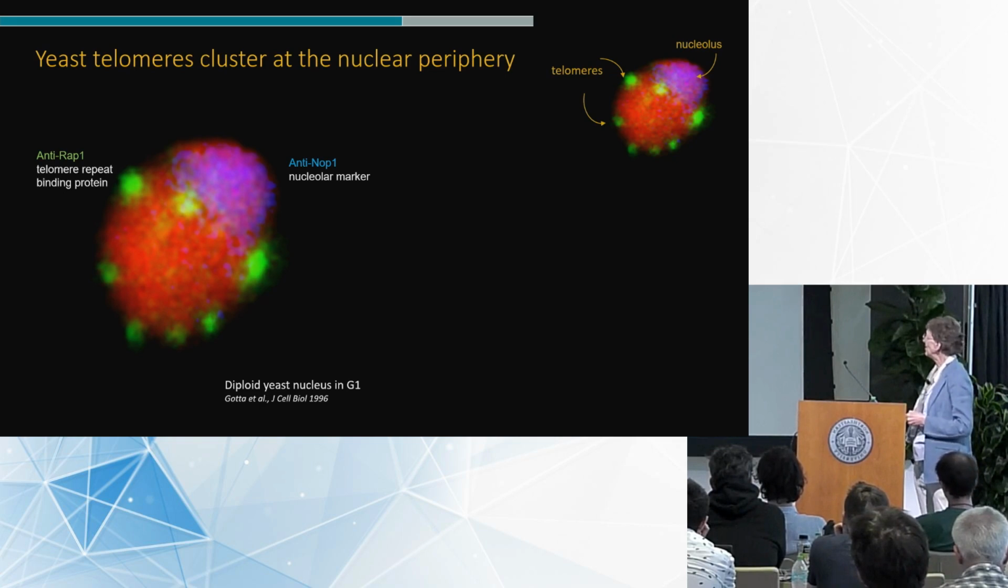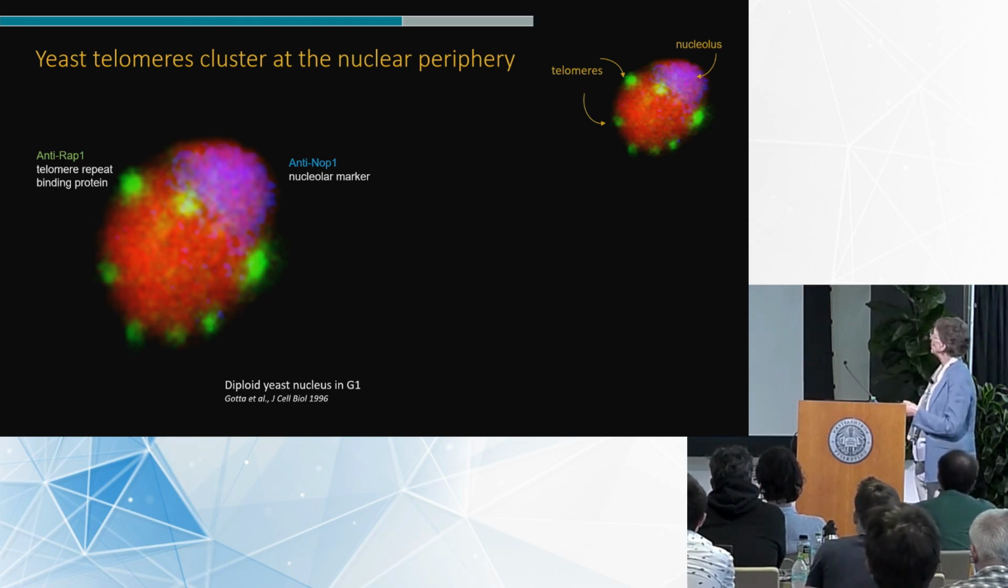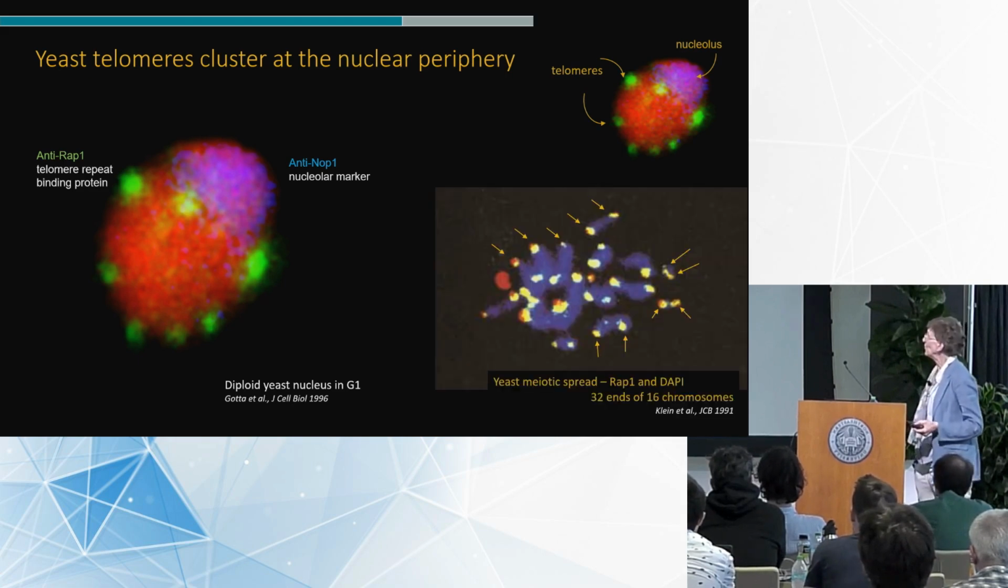So years and years ago, we studied the clustering of telomeres. The yeast has 32 telomeres in a haploid cell, 64 in a diploid, and they cluster together in these foci, either at the edge of the nucleolus, or at the nuclear envelope. This is staining for nucleolar protein. This is anti-RAP1, the telomere repeat binding protein, and this is just DNA.